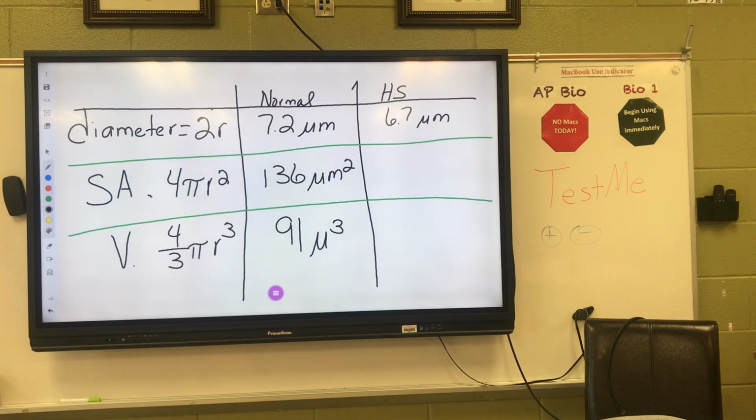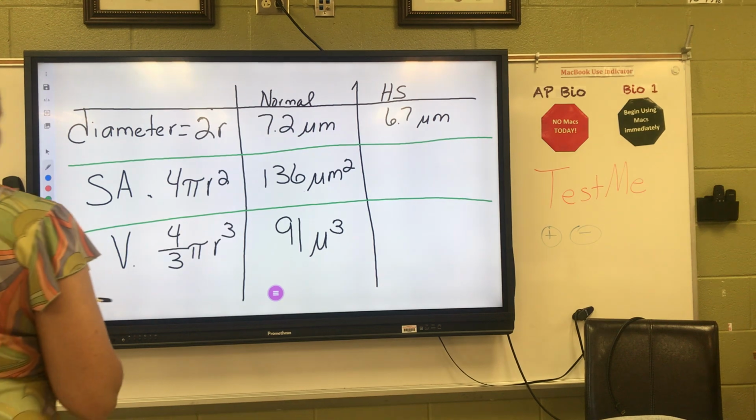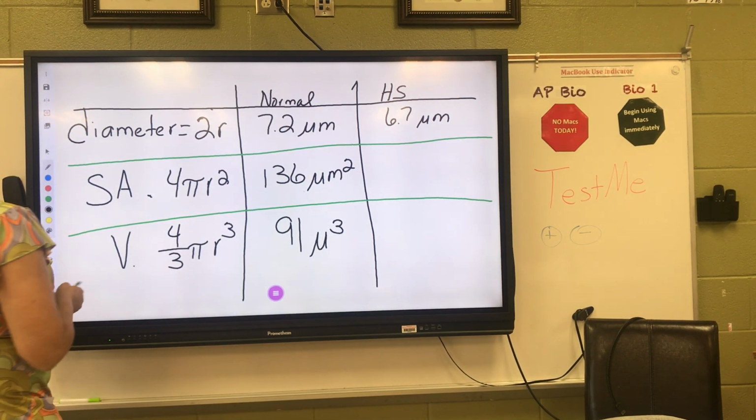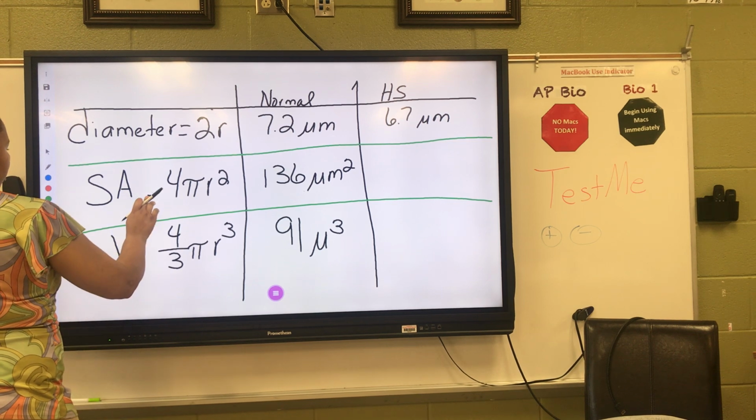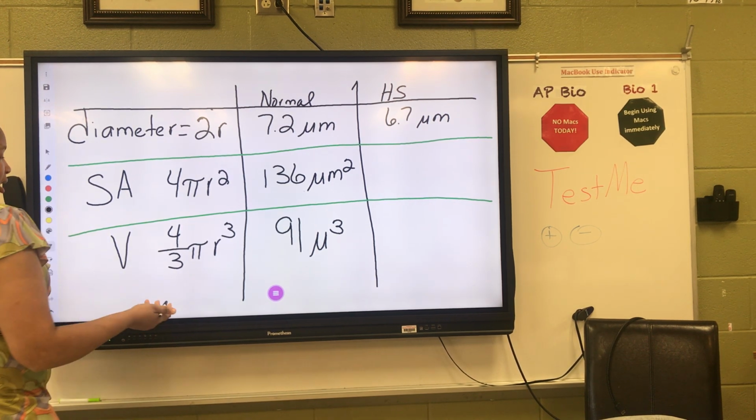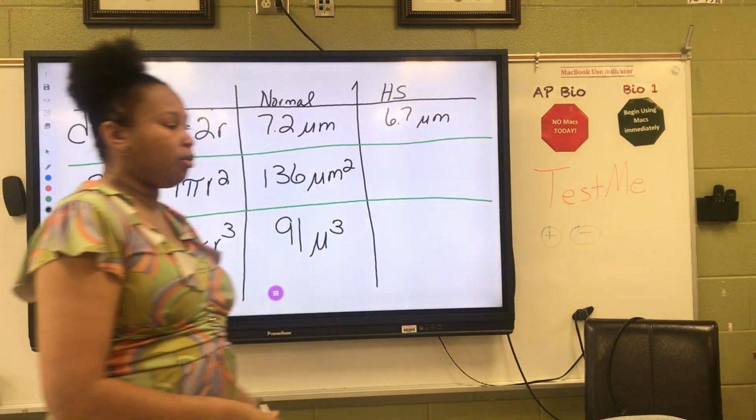This is what I was doing wrong when you were in here, and I had to sit down and actually think about it. A red blood cell is a sphere. So when we're calculating the surface area and volume, we need to be doing that for a sphere. And I was thinking cube. So we did need the formula sheet.